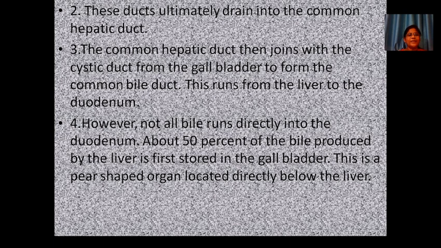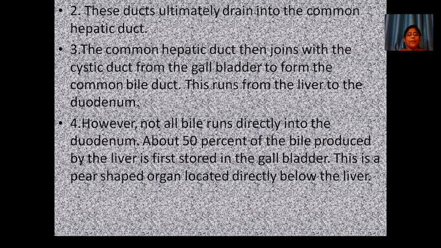Third in the sequence, the common hepatic duct then joins with the cystic duct from the gallbladder to form the common bile duct. This runs from the liver to the duodenum. The common hepatic duct joins with the cystic duct, which is coming out from the gallbladder, and forms the common bile duct. However, not all bile runs directly into the duodenum.